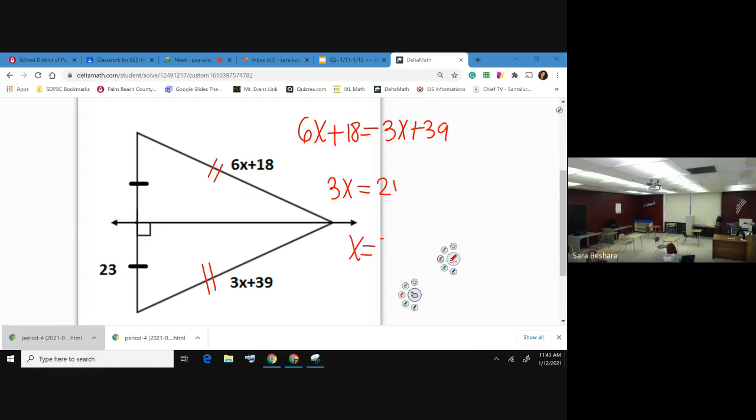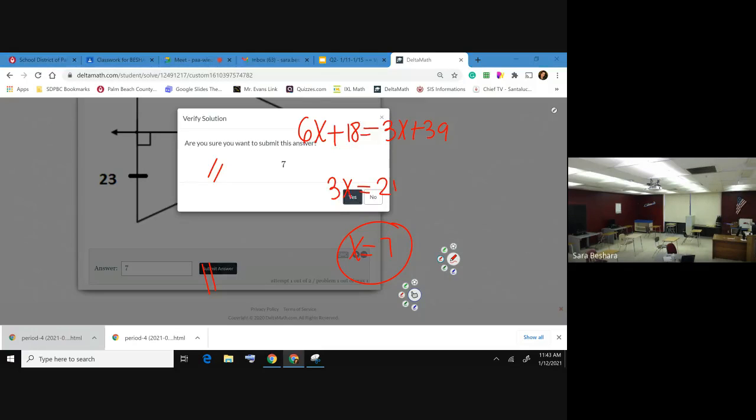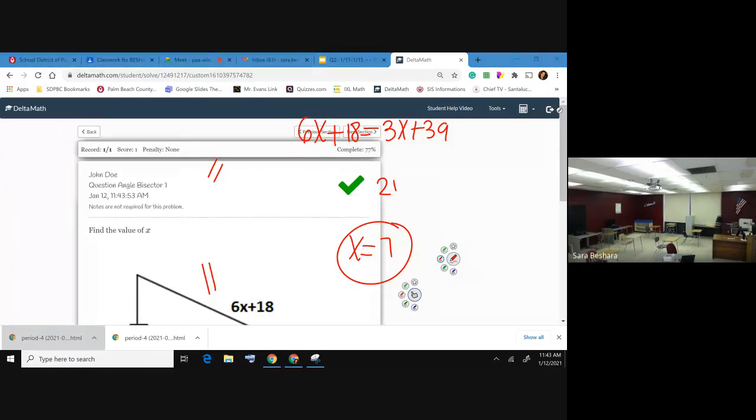X equal to 7. Okay, moving on. We're only finding x, really nothing extra on this at all. But this might have quite a bit of algebra in it, and this could also be a reason why some of you struggle, because you need some practice with algebra.